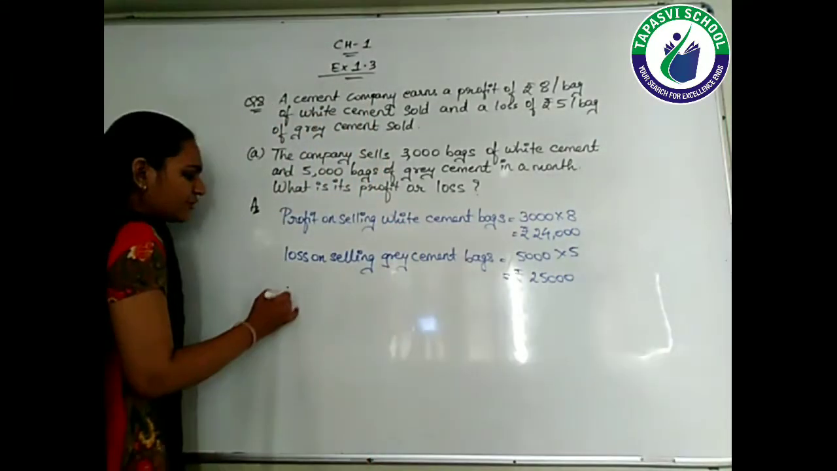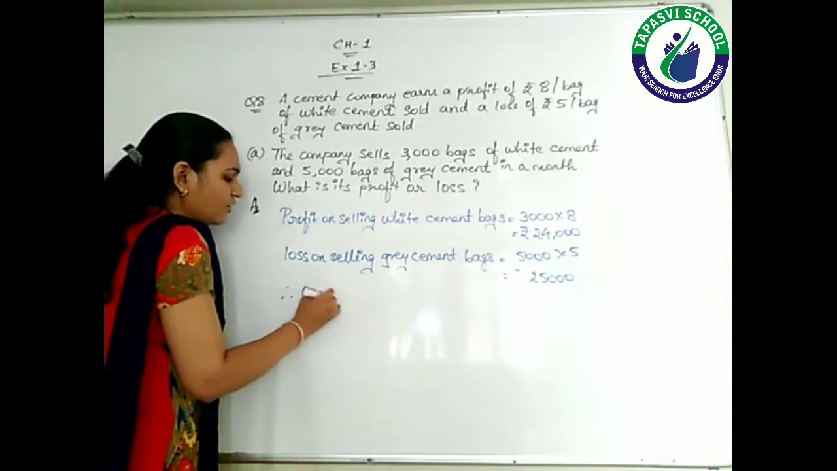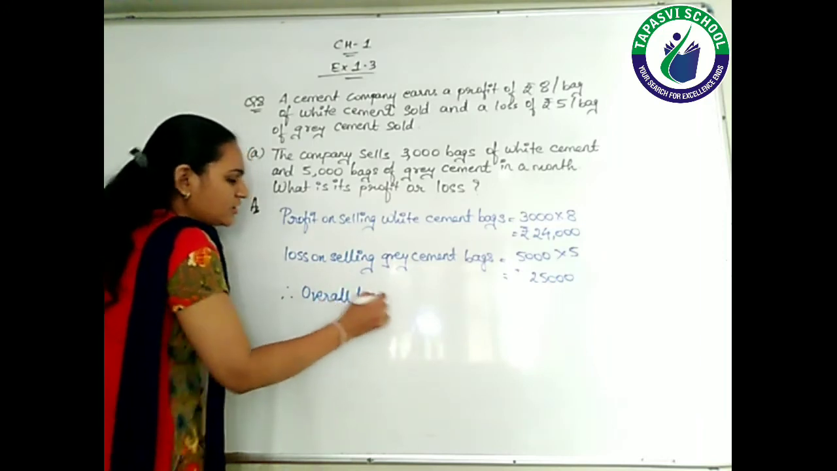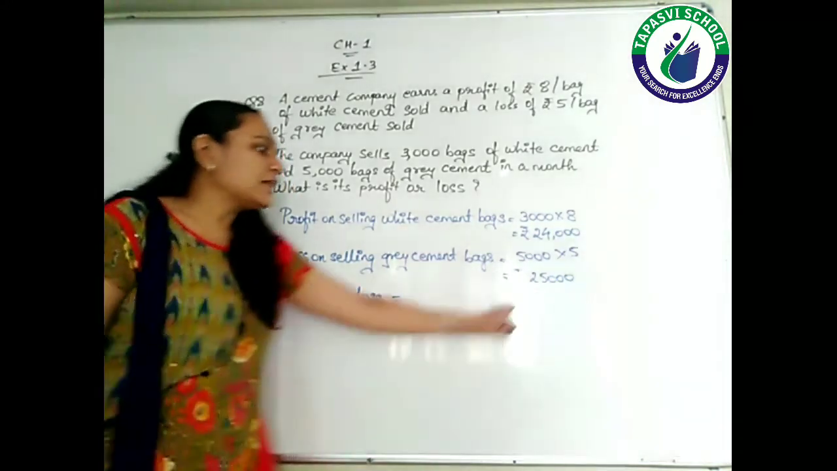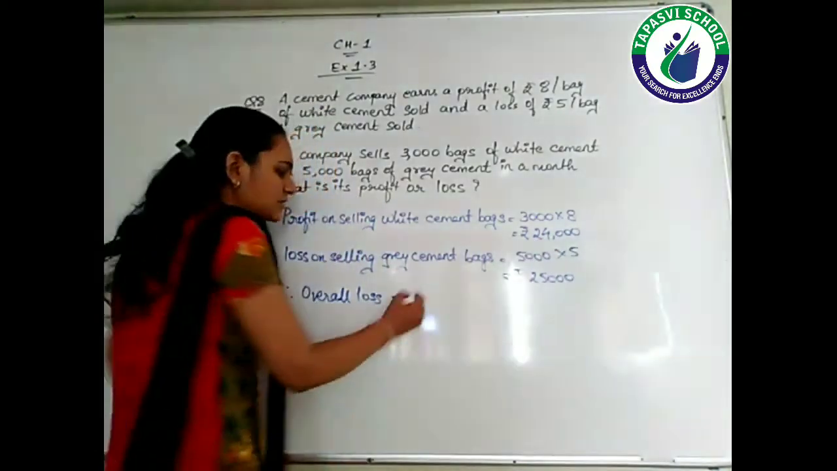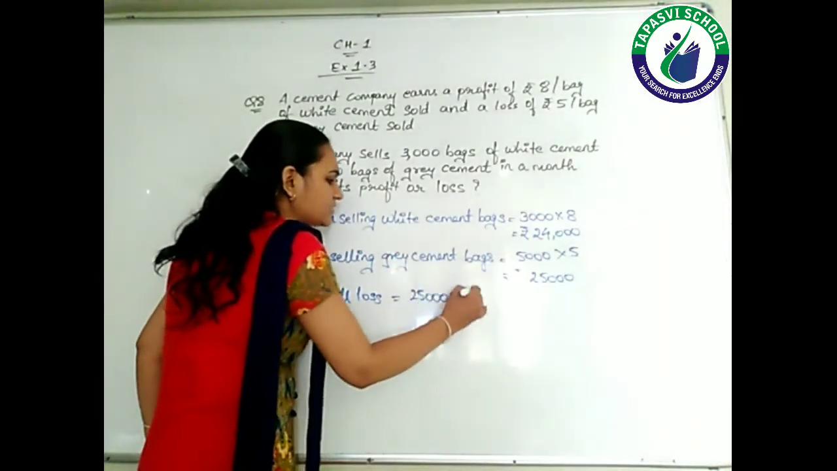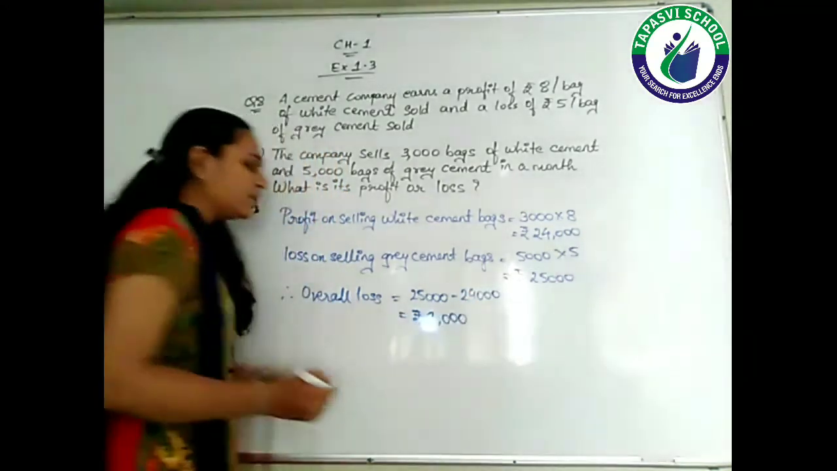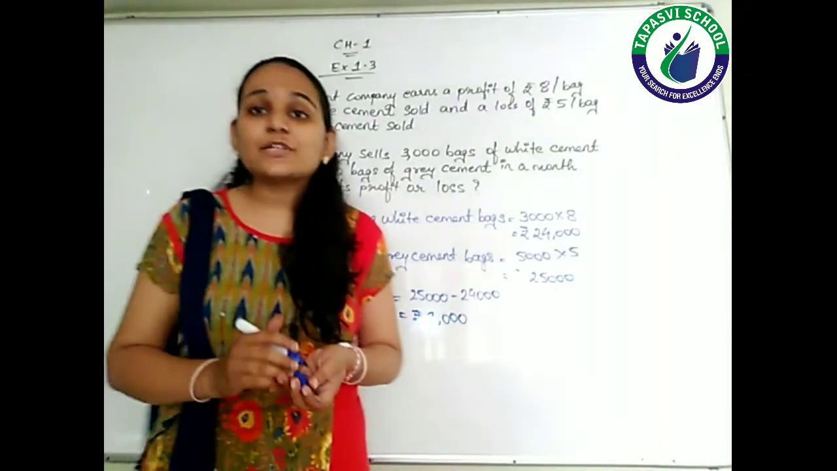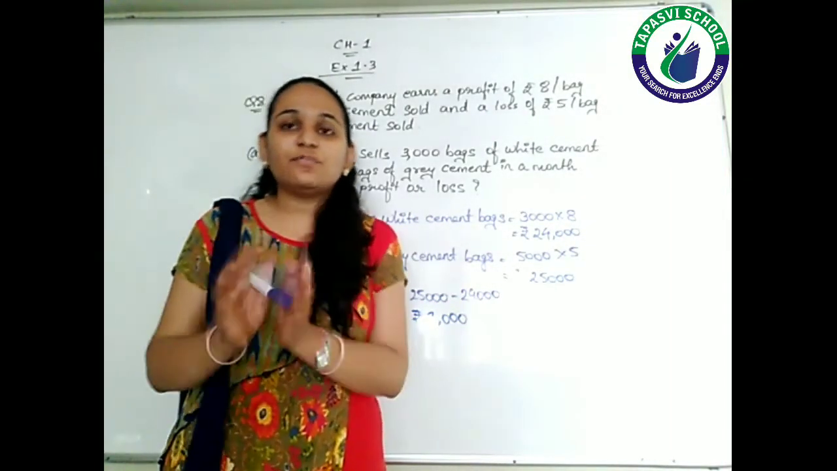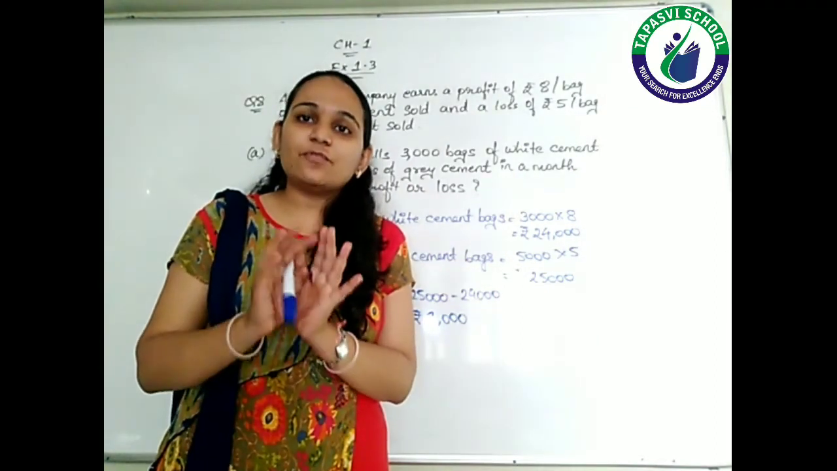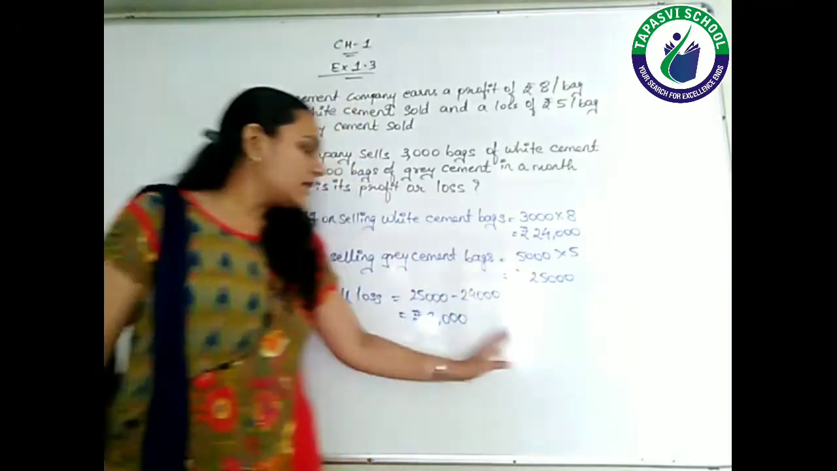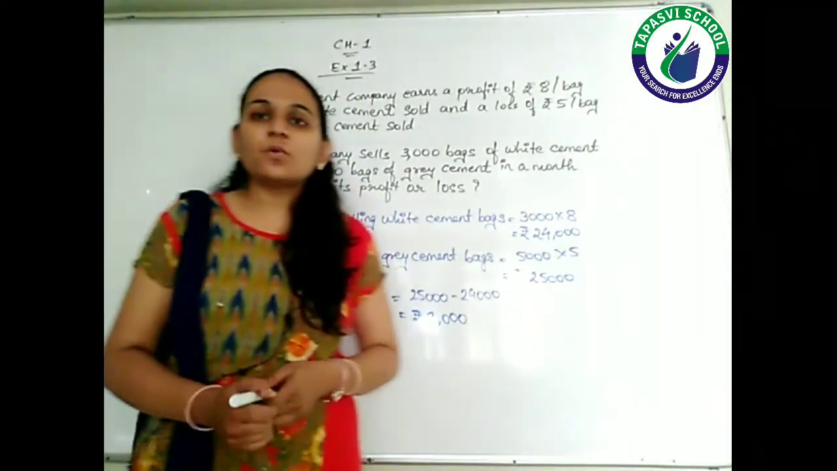So we can write, therefore, overall loss is equal to 25,000 minus 24,000, which is equal to rupees 1,000. So the overall loss which the company is actually making is only 1,000, because the loss was 25,000, but from that 24,000 has been recovered, and only 1,000 is pending. So I have written that the overall loss is of only 1,000.